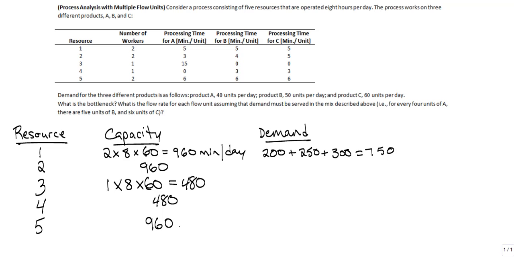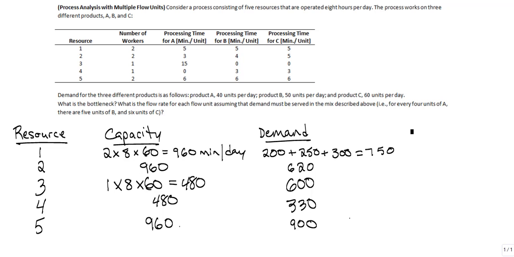Following a similar process, we can calculate the demand for each of the remaining resources. At resource 2, the demand is 620 minutes. At resource 3, it's 600 minutes. Resource 4, it's 330 minutes. And at resource 5, it's 900 minutes.